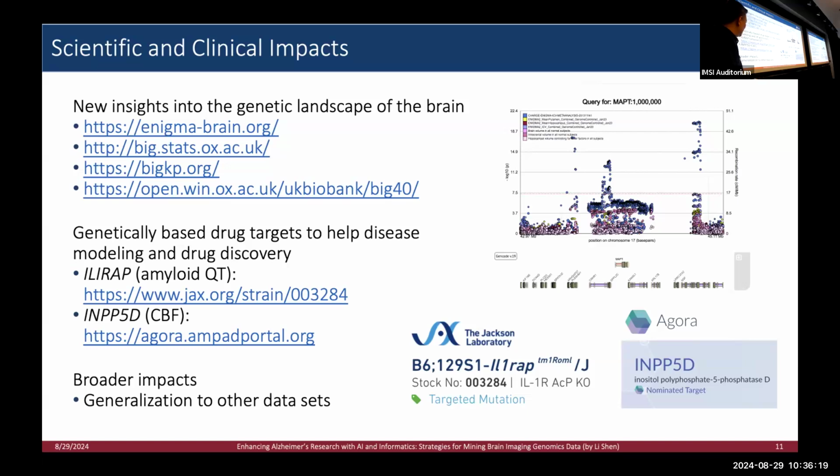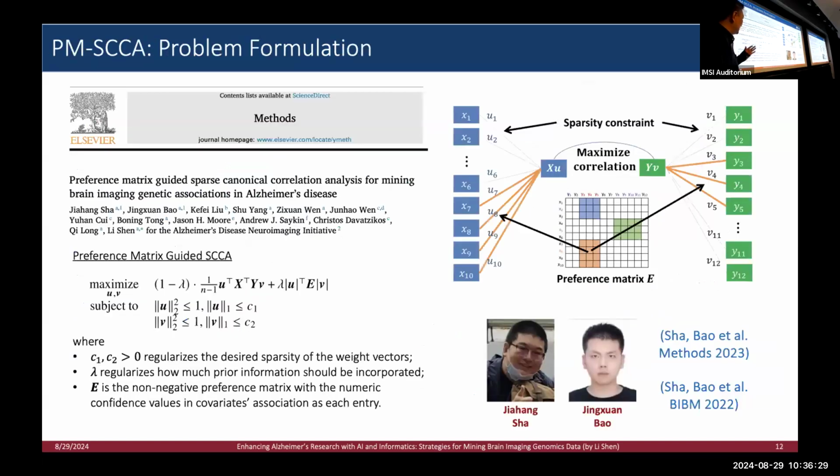From our ADNI study, we identified some interesting AD targets. One of those was used to build a mouse model. So these are things we can probably use to help advance AD research.